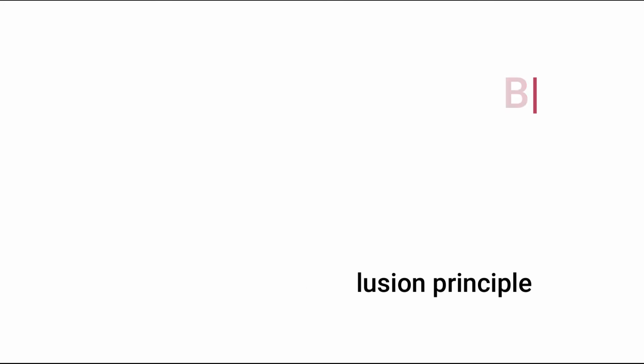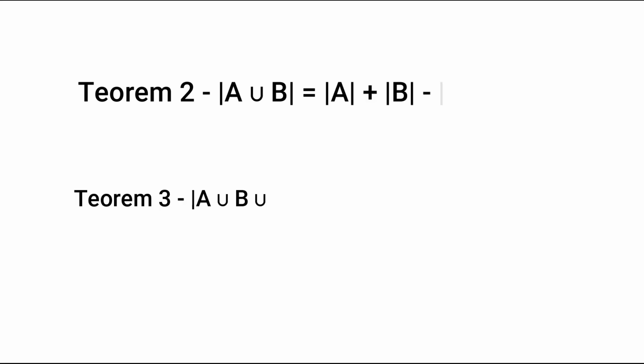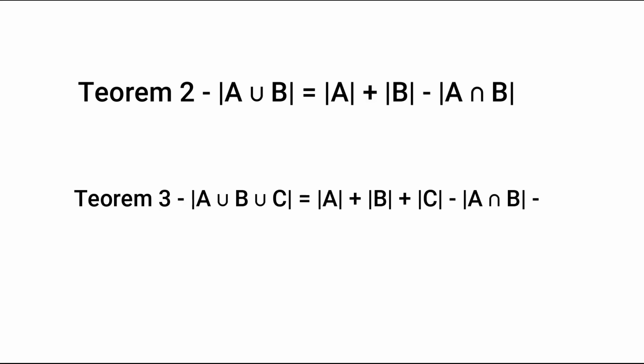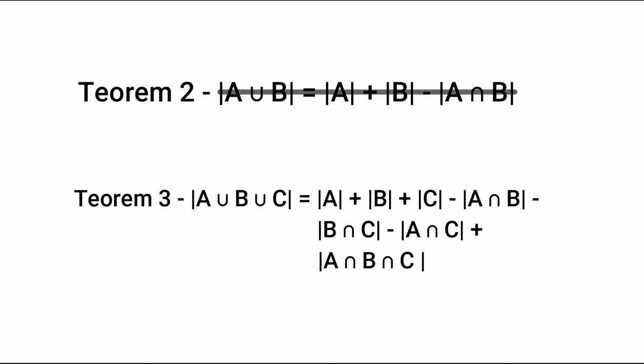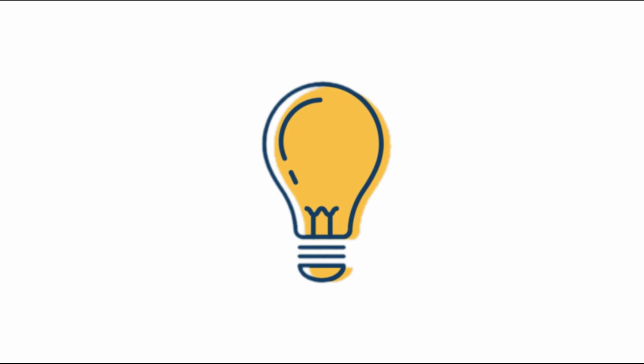For the third theorem, which is similar to the second theorem, what if there are three sets? We will use the final or third theorem of the addition principle, which is A union B union C equals A plus B plus C minus A intersect B minus B intersect C minus A intersect C plus A intersect B intersect C. For better understanding, let's see how these theorems are applied to the Venn diagrams.